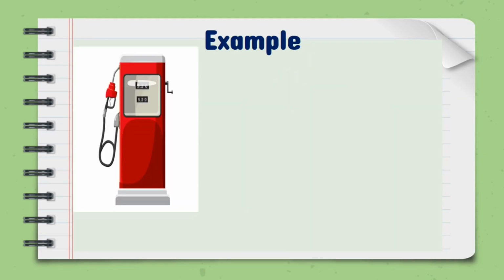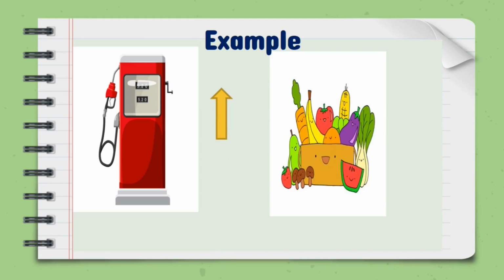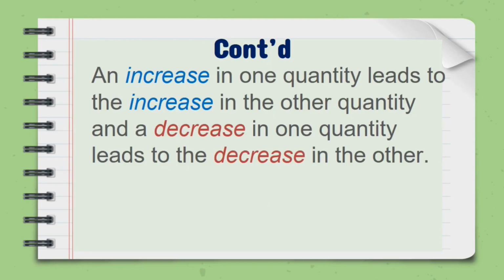Let's look at an example. When fuel prices increase, the prices of food items also increase. On the other hand, when fuel price decreases, the price of food items also decreases. This is an illustration of a direct variation, which means that two quantities increase or decrease at the same rate. From the illustration of fuel price and food items, we realize that an increase in one quantity, the fuel price, led to the increase in the other quantity, the food items. And in the same way, a decrease in the fuel price led to the decrease in food items, which is the other quantity.